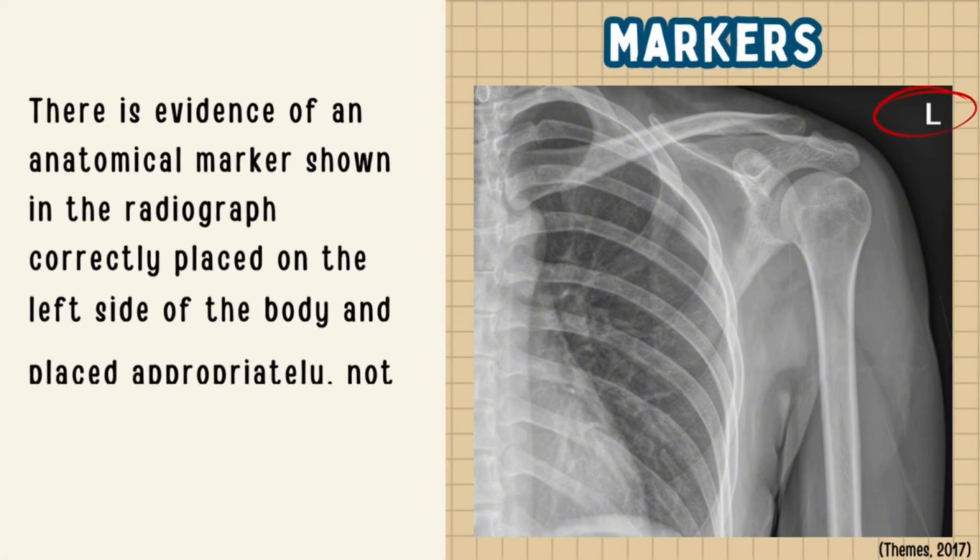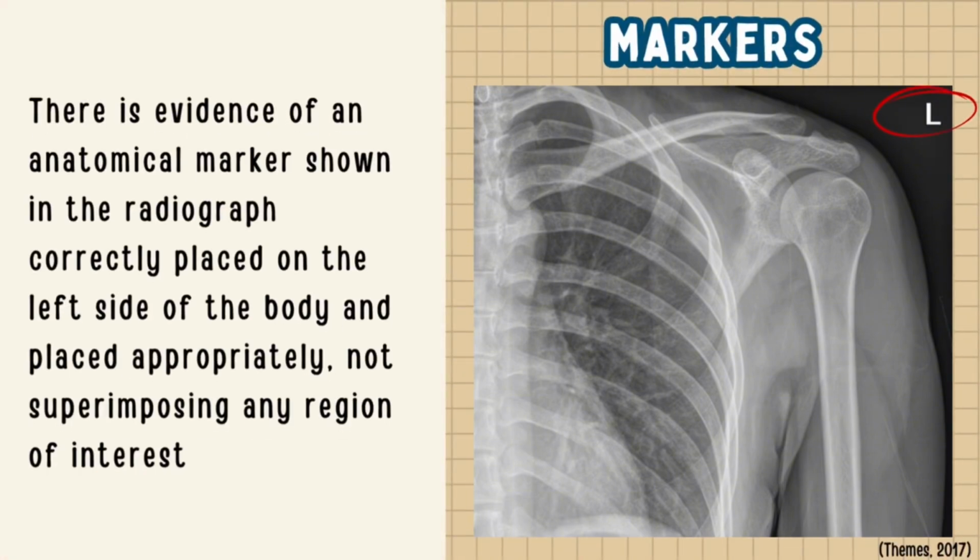Next, I will explain the markers. There is evidence of an anatomical marker shown in the radiograph. The marker is correctly placed on the left side of the body, as indicated by the letter L in the image, which is circled in red. The marker is also appropriately positioned as it does not superimpose any region of interest. Therefore, the anatomical marker is correctly used in this radiograph.